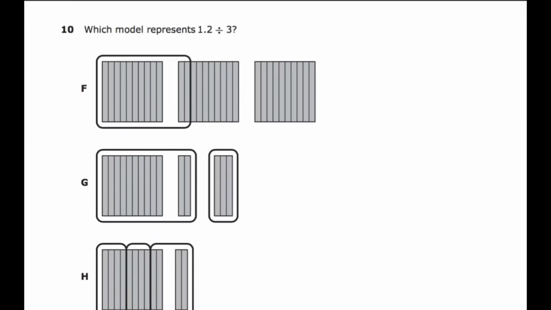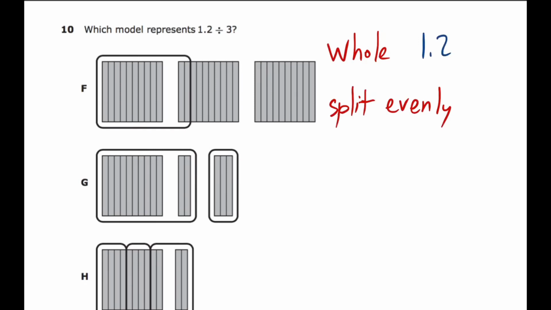Last one. So which model represents 1 2/10 divided by 3? So what I have in division is you have a whole amount, you have all of your amount, and you're splitting it evenly. And so when you split it evenly, you're splitting it evenly into groups. Okay? And that's what division is. I have some quantity, and I'm splitting it up into even groups, or as even as I can get them. So that is what division is. And here my whole amount is 1 2/10. And I'm splitting it up into 3 groups.